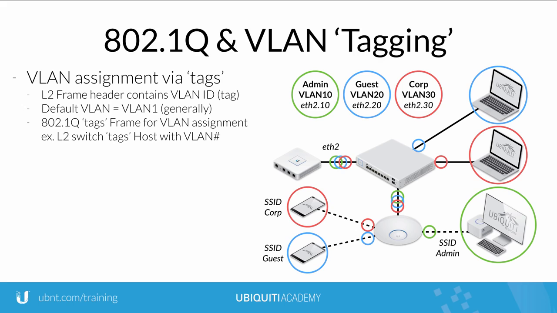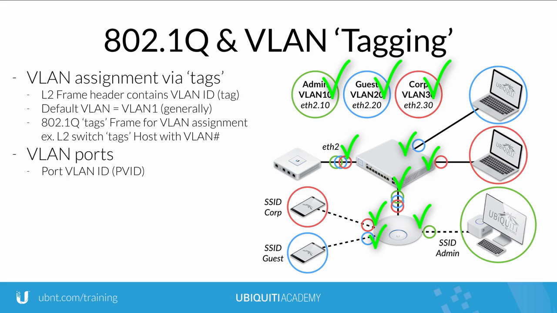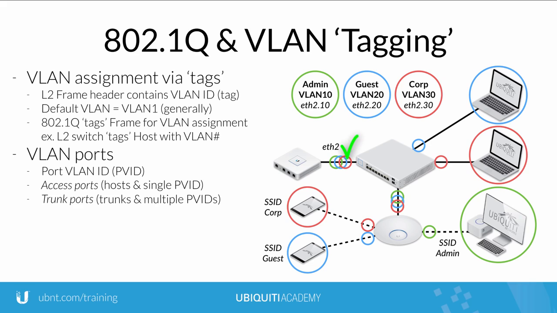In order to tag traffic, that is, work with VLANs, interfaces and ports receive port VLAN assignments, or PVID for short, and classify as one of 2 port types. Access ports connect to host devices and therefore have a single port VLAN ID. On the other hand, trunk ports connect to other trunk ports of VLAN-ready devices like switches and access points and can receive as many port VLAN IDs as are required per the network topology.